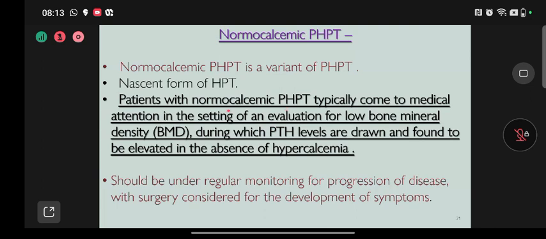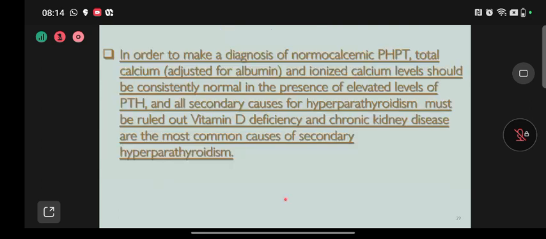It should be under regular monitoring for the progression of disease, with surgery considered for the development of symptoms. In order to make a diagnosis of normocalcemic PHPT, the calcium level should be consistently normal in presence of elevated levels of parathyroid hormone, PTH, and all secondary causes for hyperparathyroidism must be ruled out.